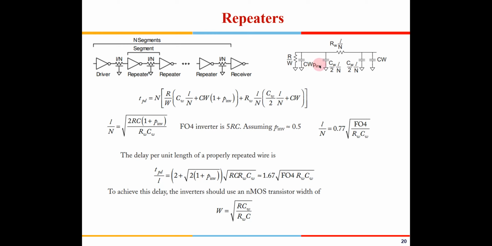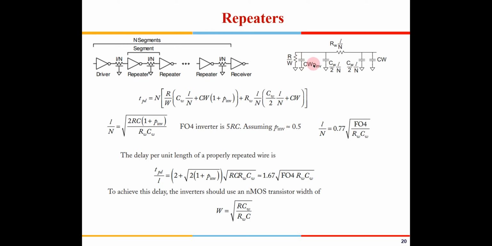And what is this P inverter? W is the width of the transistor, right? And CW is actually the gate capacitance. So how much is going to be the capacitance at the output? That will be only a fraction of that, because the gate capacitance is CW, whereas P inverter means at the output only a fraction. P inverter is generally 0.2; in the earlier case it is approximately equal to 0.5. So this we had neglected in the previous example.